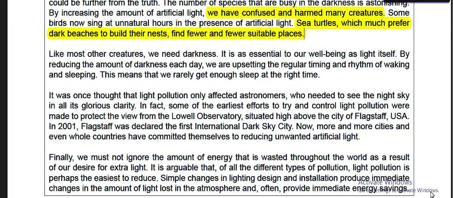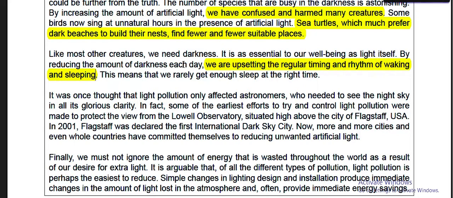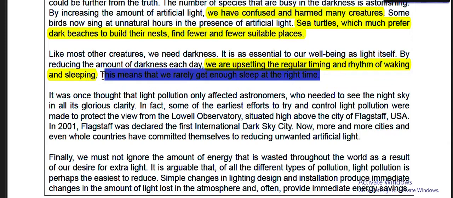Like most other creatures, we need darkness. Fine, it is as essential to our well-being as light itself. By reducing the amount of darkness each day, we are offsetting, can you see that? We are offsetting the rhythm of waking and sleeping. Okay, this means that we rarely get enough sleep at the right time. Okay, that's another point there.